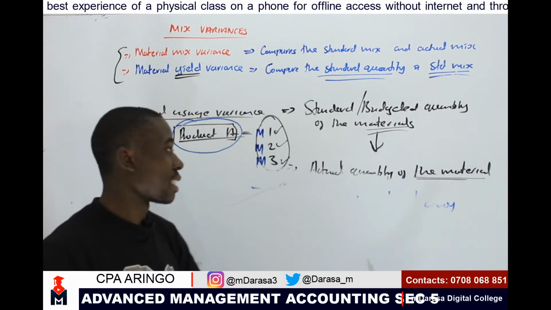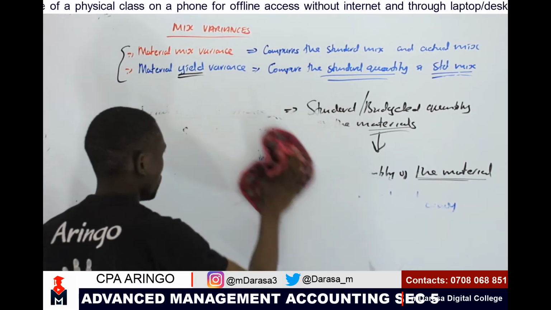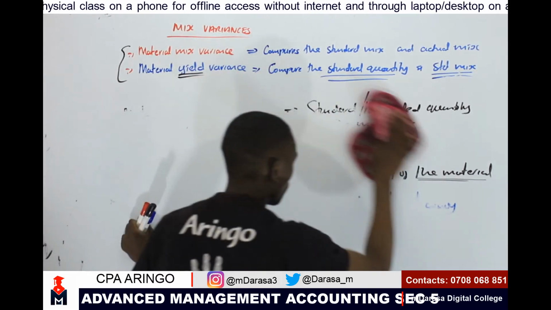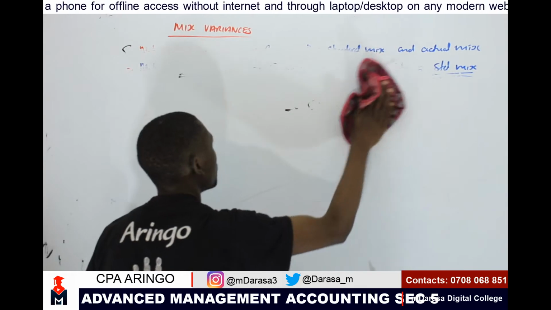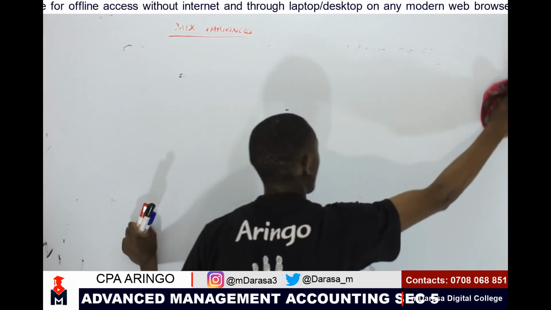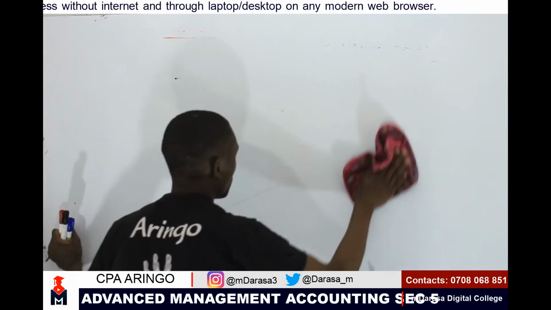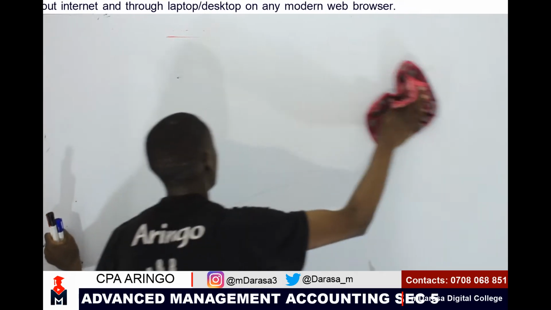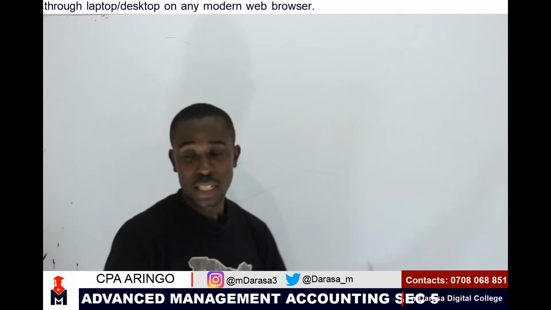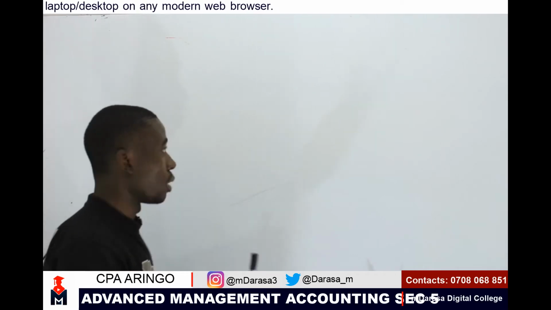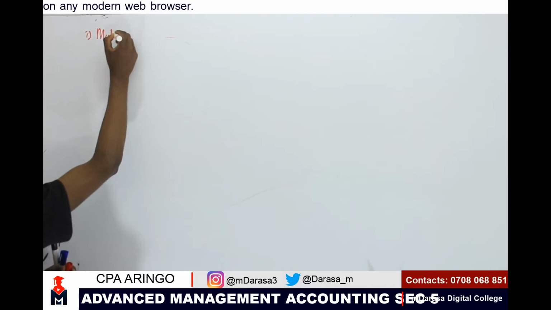So I'm saying that in required number one, the examiner wants us to determine the aspect of material usage variance. And the question is, had we done material usage variance? Tulifanya ama hatukufanya? We did material usage variance. And in this case, how many materials are we looking at? 3 materials, right? So, number one, I want you to give me the material usage variance for each and every material.